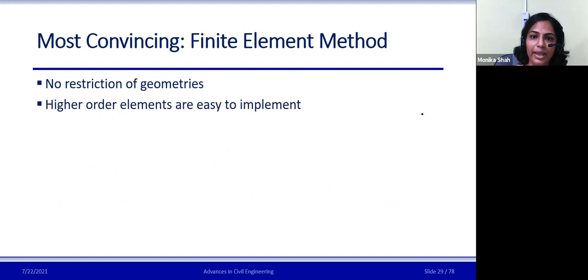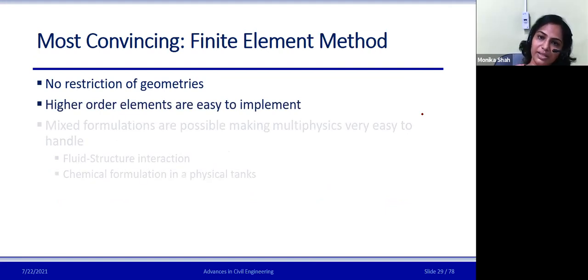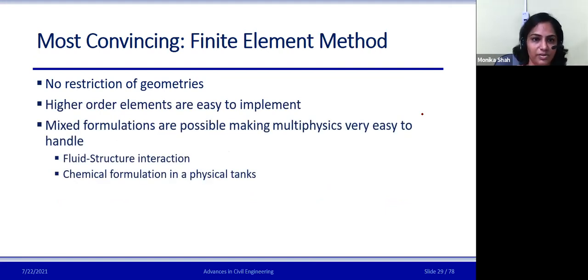So why is finite element the most convincing method? As I have said, there are no restrictions on geometry. Higher order elements are easy to implement. Mixed formulations are possible in the case of multiphysics problems. As I have said, when a number of things have to be done, it can be done in a simple manner, right? The fluid-structure interactions, the chemical formulations, and the physical tanks or something.